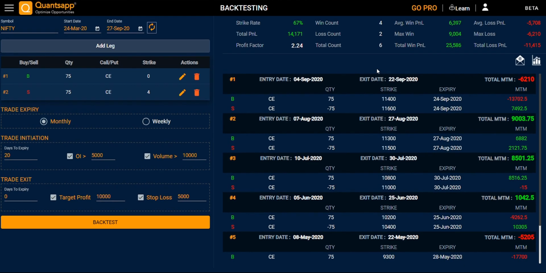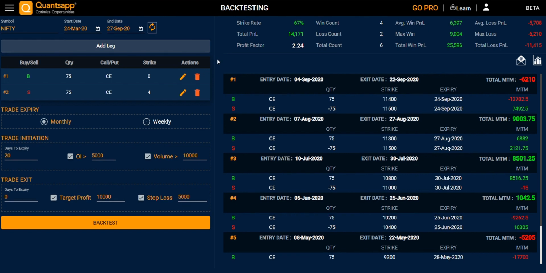Lastly, in the same way, you can also select your symbol, then can select your time frame for which you want to test your strategy. Then you can add your leg for the strategies, can select trade expiry, trade initiation, trade exit. Then you also have some additional filters of OI and the volume. Then you also have the target profit for the strategy and the stop loss. And on the basis of your input, you will have the payoff chart and the statistical data for it.